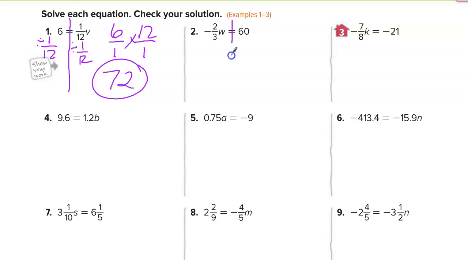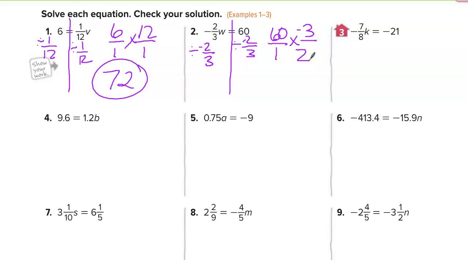Next one, again, I'm starting on the side with the letter. I'm multiplying, so I'm going to divide by -2/3. Yep, I know, that's okay. Okay, so again, I'm going to do my keep, change, flip. Keep, change, making sure to keep my negative there.